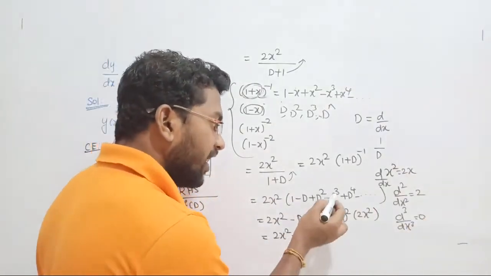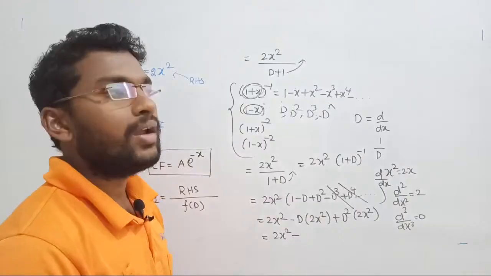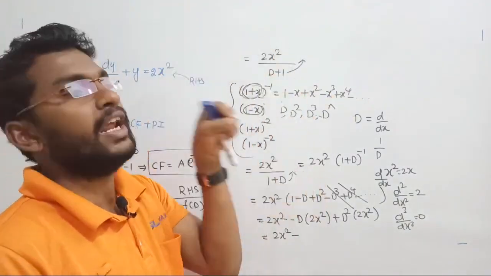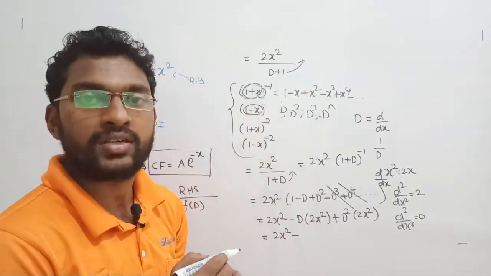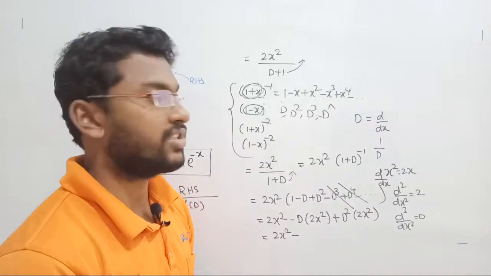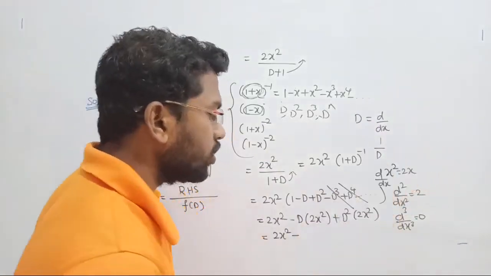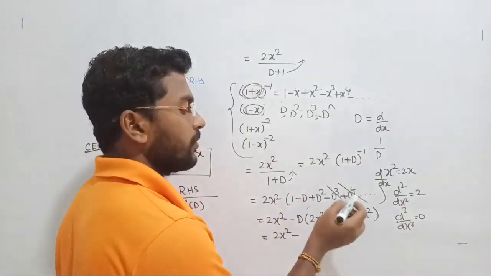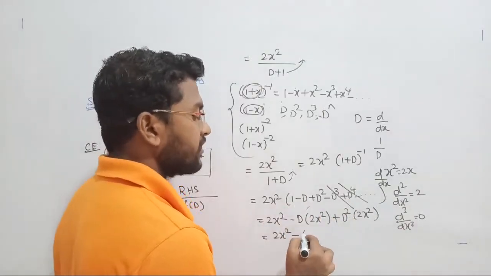So will d cube have any value? No. Why? d cube is third order differentiation, d cube upon dx cube. 3 times I have to differentiate the given equation. But my function is going to be 0, right? When I am putting the third order differential equation, higher order values are going to be 0. I don't need to panic. Let's continue our journey. Now if you differentiate 2x square, you are getting 4x.